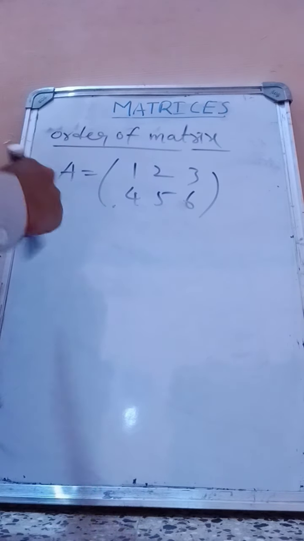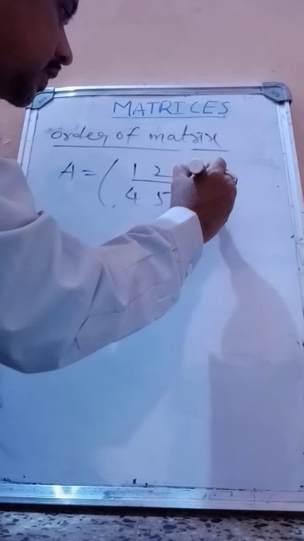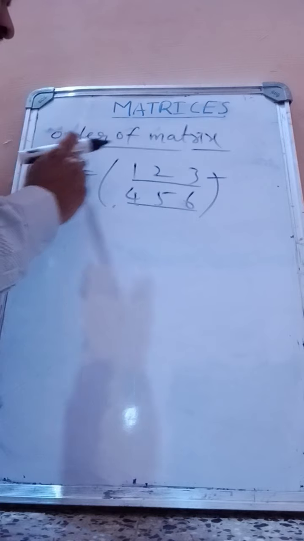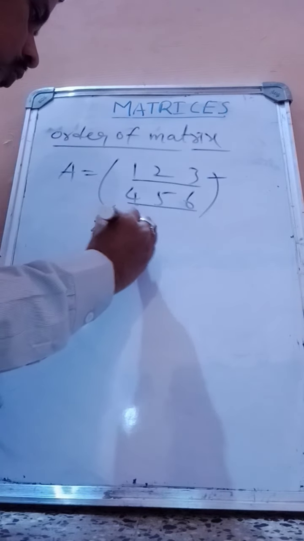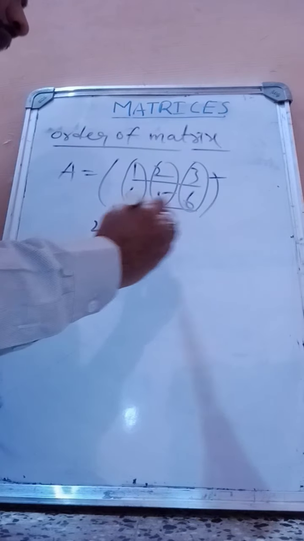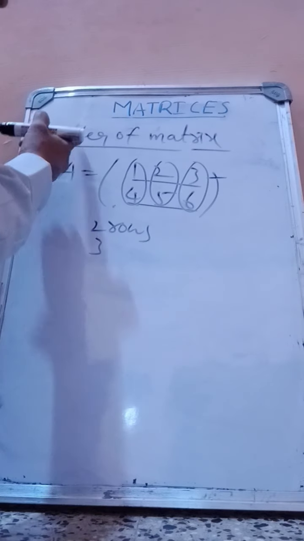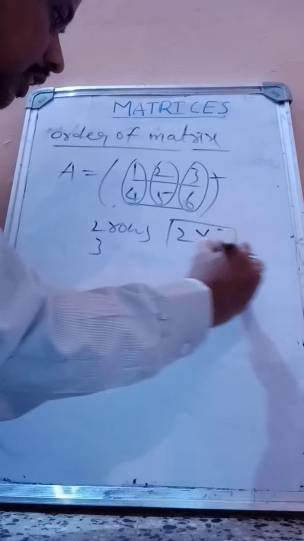Here, how many rows are there? See, first you have to know rows and columns. Rows means this is the first row, and this is the second row. This matrix contains 2 rows. Okay. So how many columns are there? This is the first column, this is the second column, this is the third column. 3 columns are there. So we can represent the order of this matrix as 2 by 3. This is called the order of the matrix.